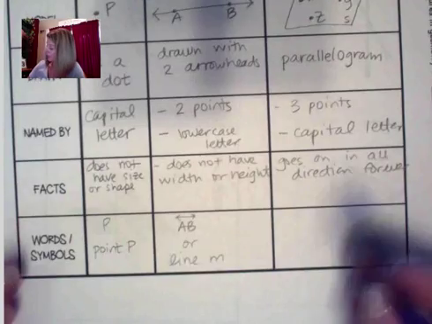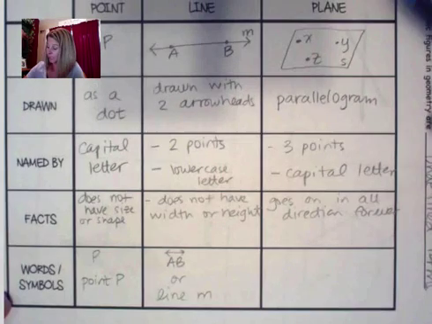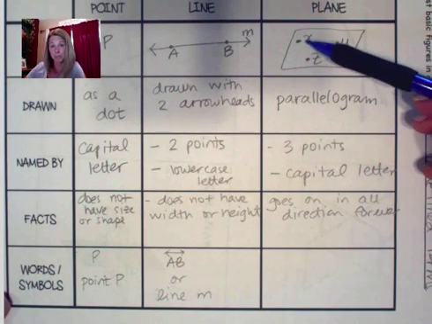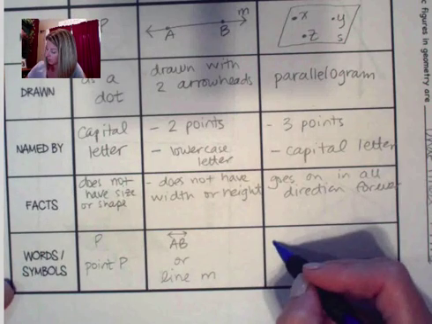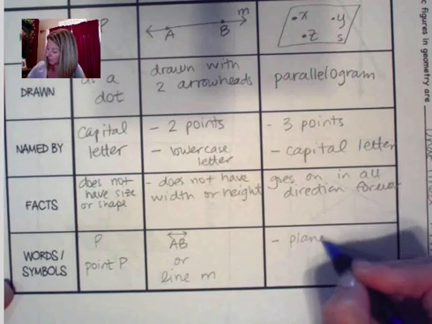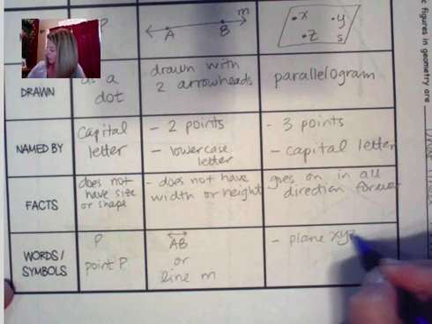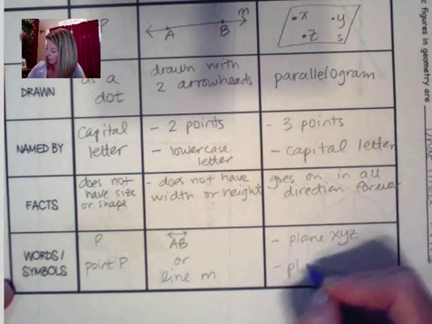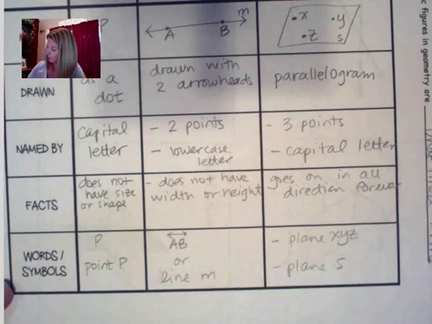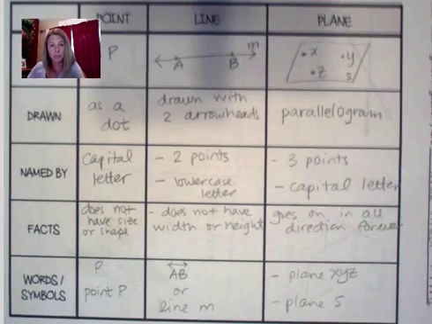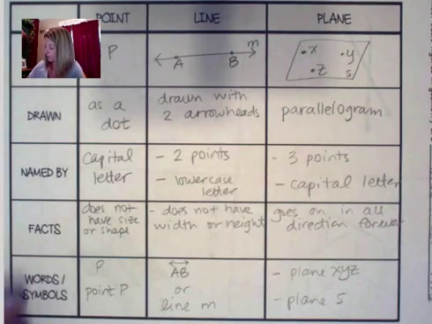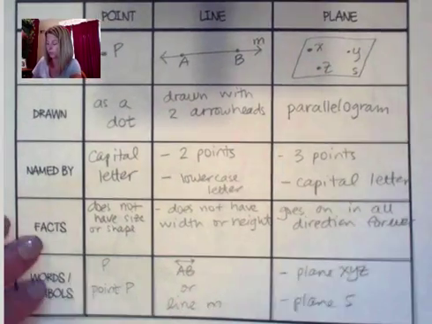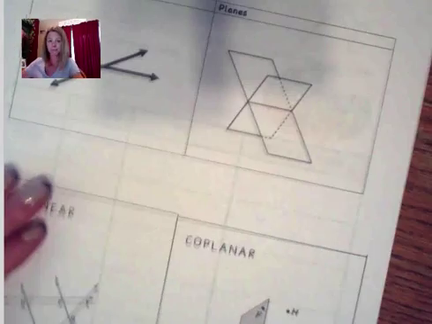Okay? And then lastly on words, we can name this plane with our 3 points. So I would say plane capital X, capital Y, capital Z, or plane S. Okay, so those items we wrote there kind of sum up points, lines, and planes. So let's move on to the next page. Go ahead and turn the page here and get to the next part.